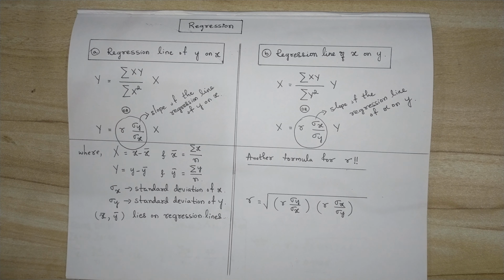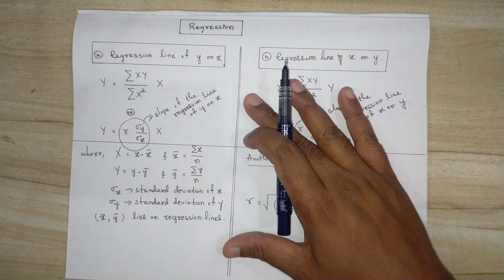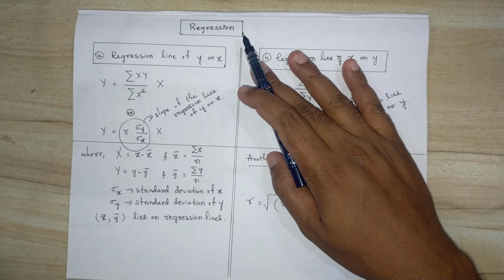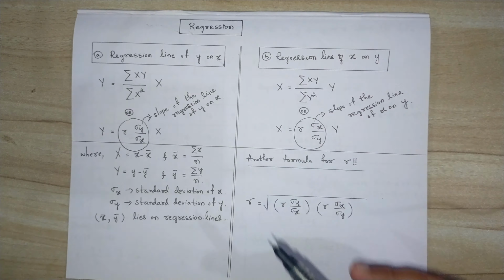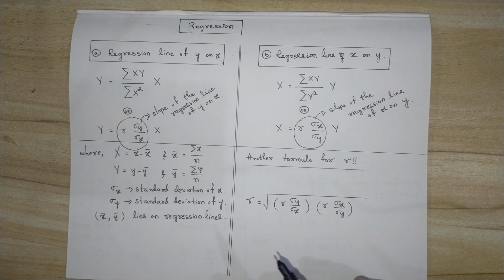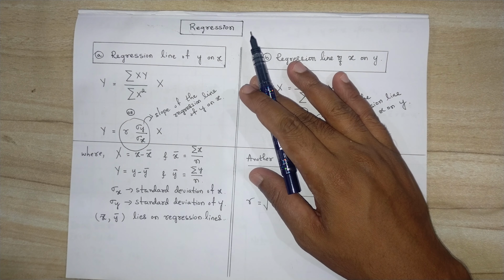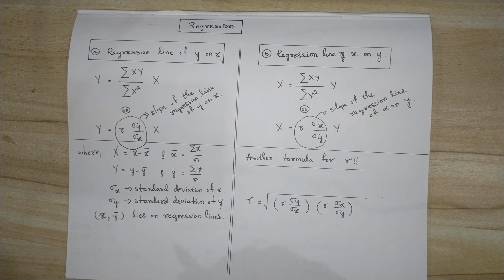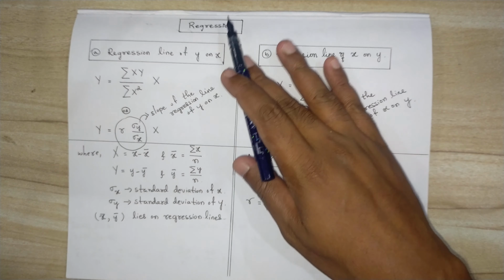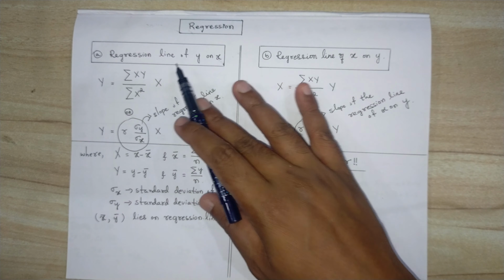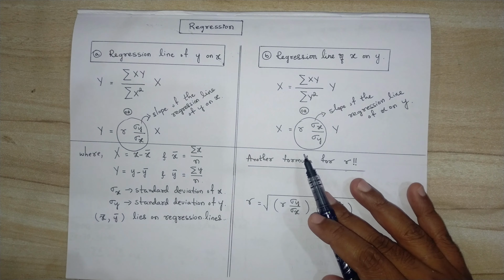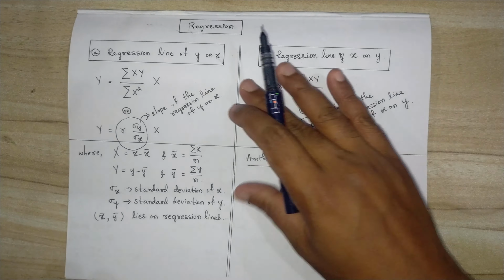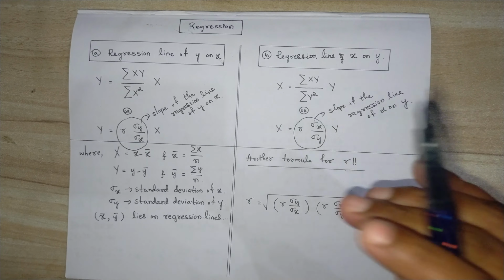Hello everyone, in this class let us learn about regression. Regression means I am expressing one variable in terms of another variable. Suppose I have two variables, namely x and y. So I am expressing y in terms of x. That is the regression line of y on x. And suppose if I express x in terms of y, that is the regression line of x on y.